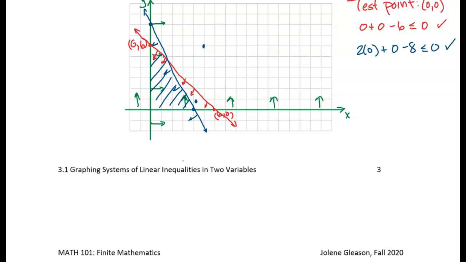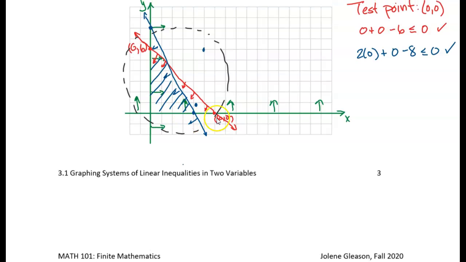So if I took, let's see, what color should I use? Black? Here we go. I could take a circle and enclose my whole solution set. There are boundaries on every side. That's an example of a bounded solution set.